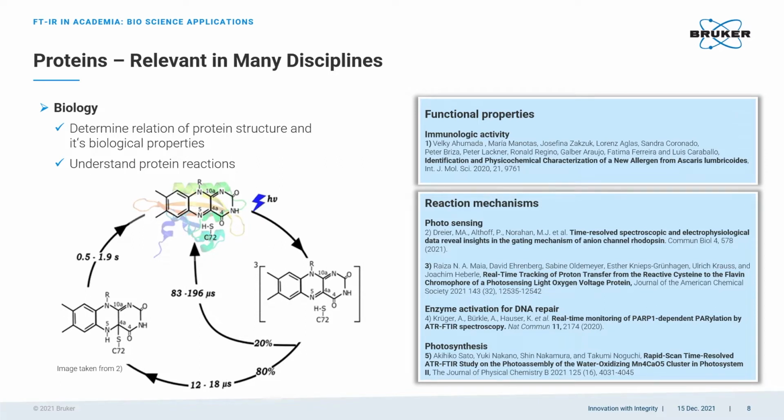These processes happen on a very different time scale. The DNA repair takes minutes to hours until this entire activation process is completed, while photosensing takes place in the sub-second region. So we see it here indicated on that graph on the left-hand side. And IR spectroscopy delivers methods that allow you to follow such processes, no matter if they are on a larger time scale or extremely quick.